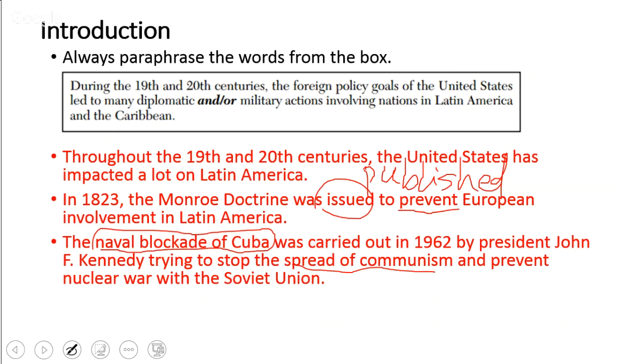Okay, so they try to prevent the nuclear war with the Soviet Union. Ta-da! Every time you see the old term Soviet Union, you know it's a Cold War term, right? Because the Soviet Union collapsed in 1991. Okay, so you're going to talk about the two cases, and that's how you're going to start your introduction.